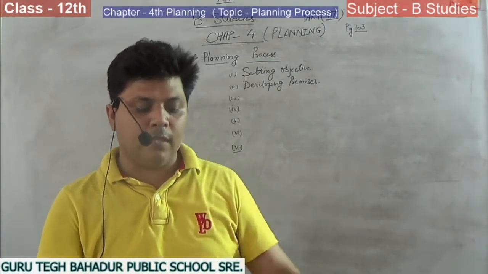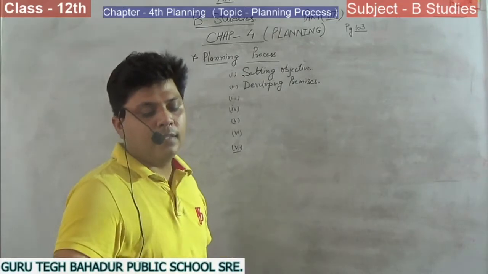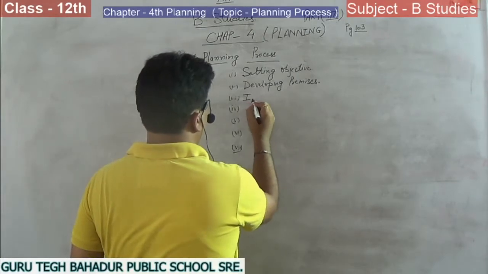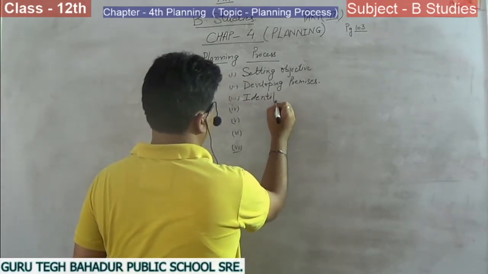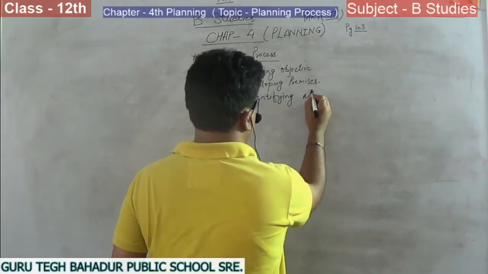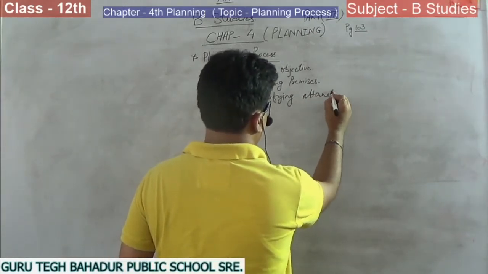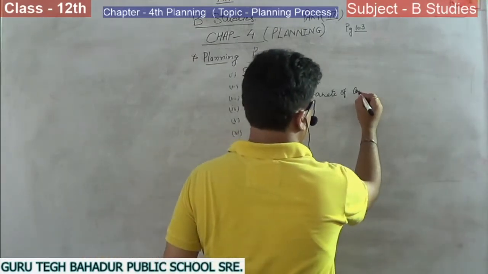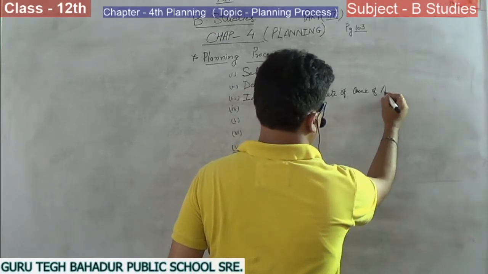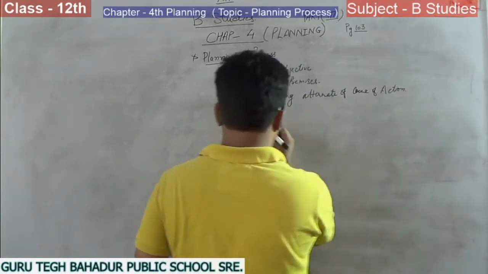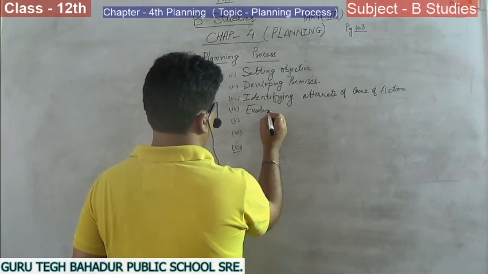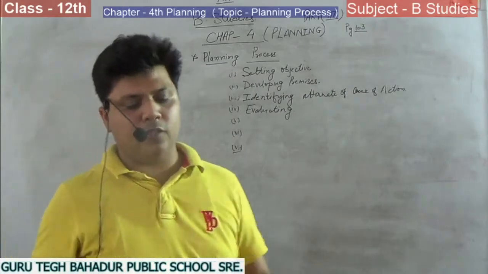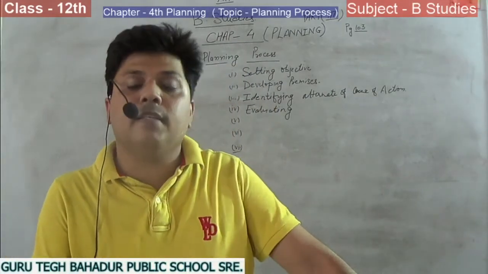The third point now, that is identifying alternative courses of action, and the fourth point is evaluating alternative action. Each and every point is interrelated with each other. Let's see how identifying alternative courses of action works.